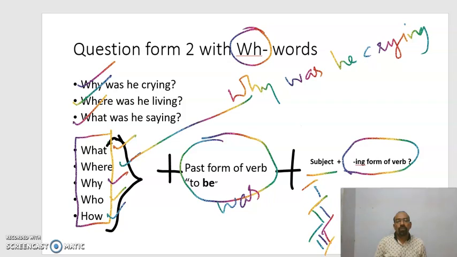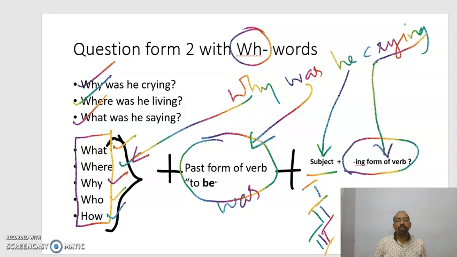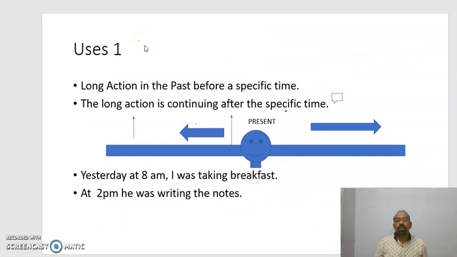Why is the question word, and was is the past form of the verb to be, and he is the subject, and crying is the ing form of the verb. So this is the format of a past continuous question. Now let us move on to the next one: uses of past continuous.